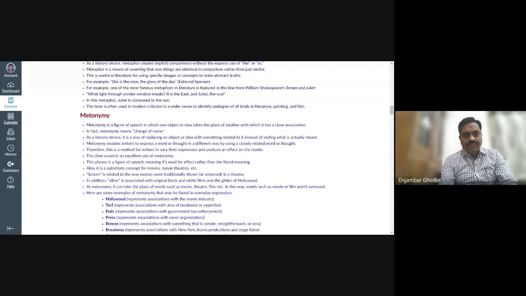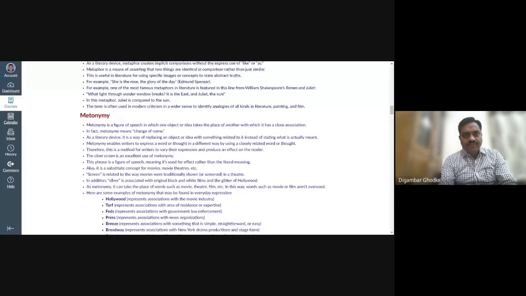So this term metaphor is often used in modern criticism in a wider sense to identify analogies of all kinds in literature. Analogies means you might be knowing a kind of comparison. To explain something, you give an example. That is an analogy. So analogies of all kinds in literature, painting and film can be considered as metaphors.